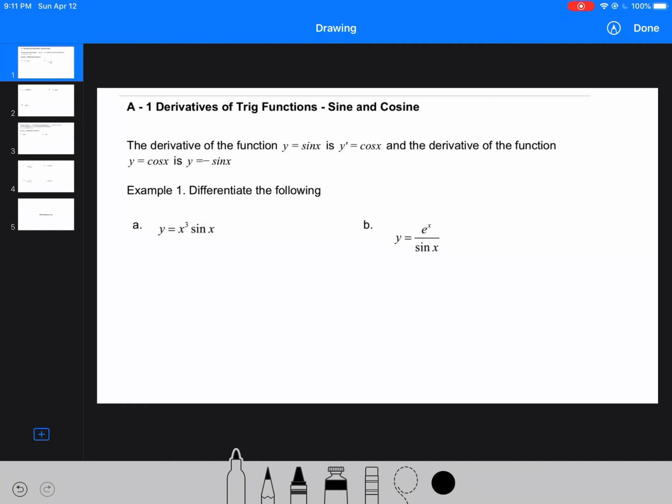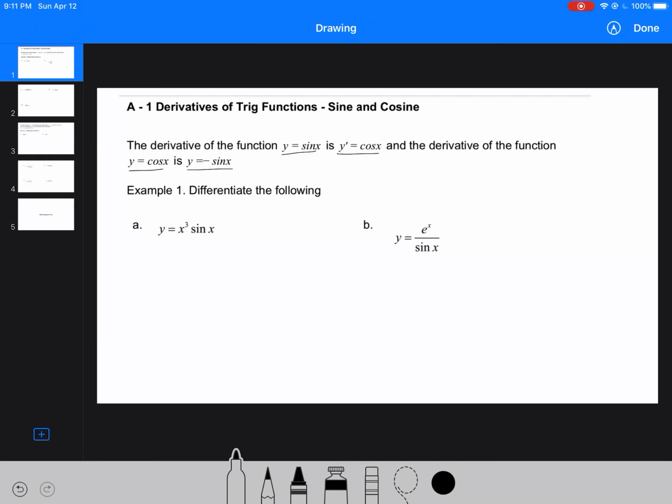This video is about derivatives of trig functions, focusing on sine and cosine. So the derivative of the function y equals sine x is y prime equals cos x, and the derivative of the function y equals cos x is y prime equals minus sine x.